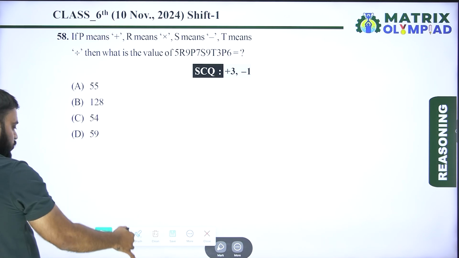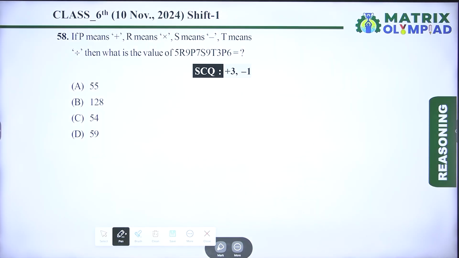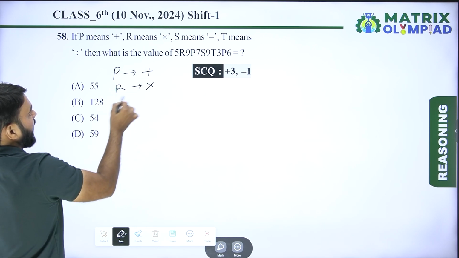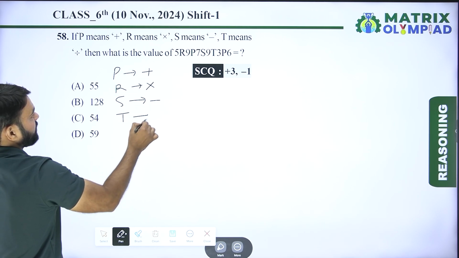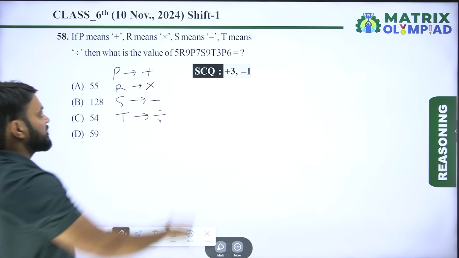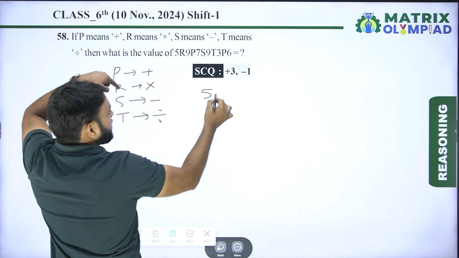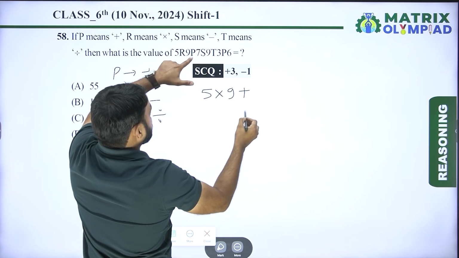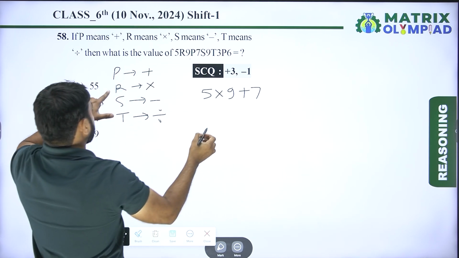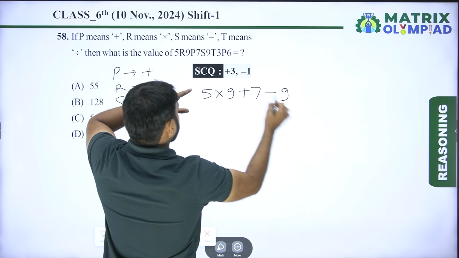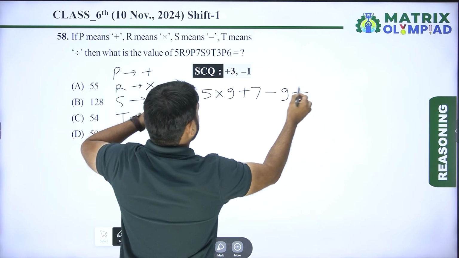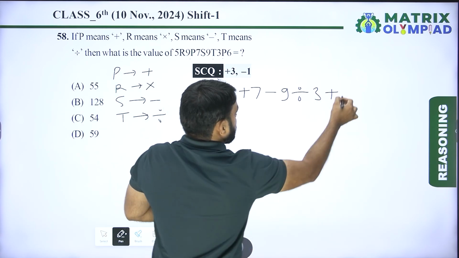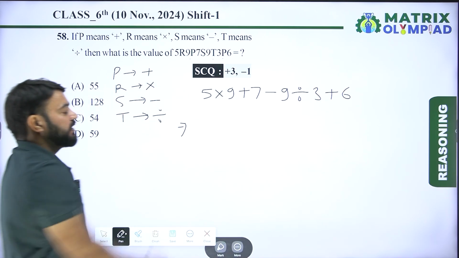Now the next question is question number 58. If P means plus, R means multiply, S means minus, T means divide, now find the value of the given equation. The equation is 5 R 9 P 7 S 9 T 3 P 6, meaning 5 multiply 9 plus 7 minus 9 divided by 3 plus 6.